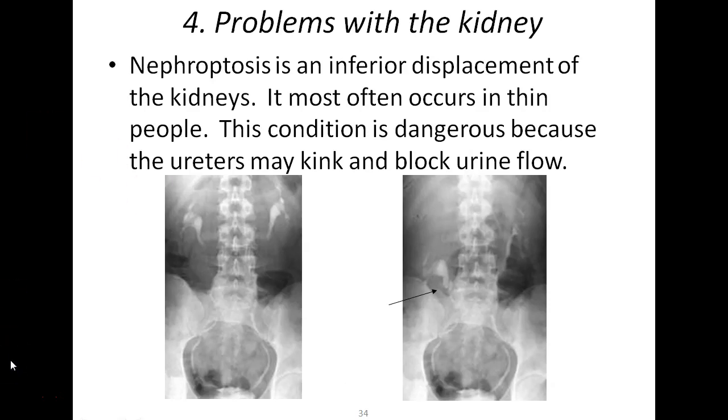Here we have another imbalance. Nephroptosis is an inferior displacement of the kidneys. It often occurs in thin people. You might recall that those kidneys are coated in a fibrous capsule, and that fibrous capsule is supposed to bond and adhere to the peritoneal walls. When this system fails, the kidney might shift, and this can be a dangerous situation because ureters may get kinked or blocked, and therefore we might have a blockage of urine flow.